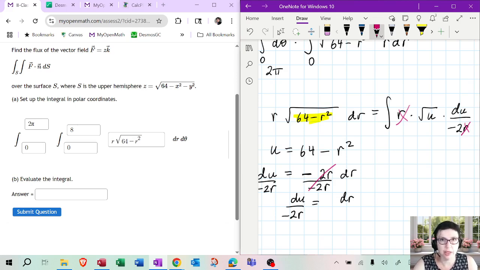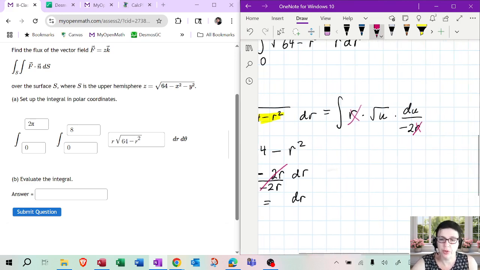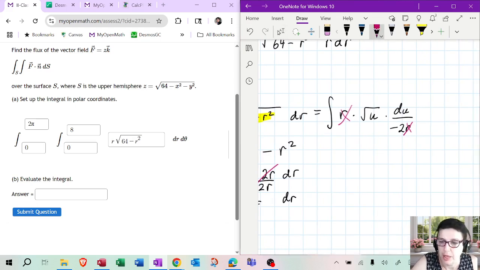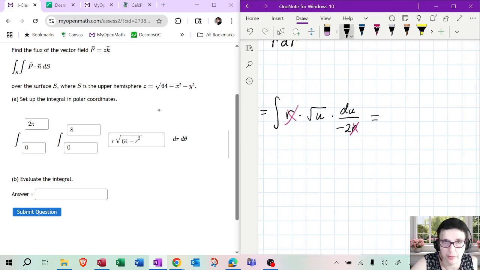But because there is an extra r, and that's the Jacobian that comes out of switching to polar, you are able to convert this to a pretty simple integral. And let's not forget that the negative 2 did not cancel, and it was on the bottom. So this will become negative 1/2.